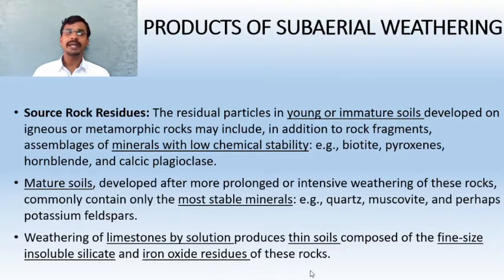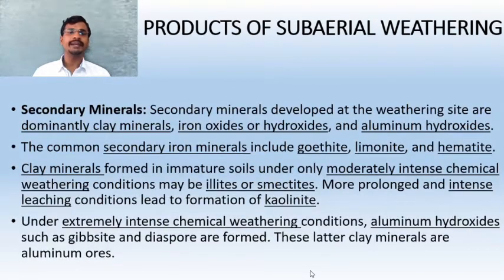If you recollect the same Goldich weathering series, you must be remembering that the minerals most stable in the weathering environment were quartz, muscovite and some potassium feldspar. So the mature soils developed after more prolonged or intensive weathering commonly contain more stable minerals such as quartz, muscovite and potassium feldspar, as we have mentioned. Weathering of limestone by solution produces thin soil composed of fine-size insoluble silicate and iron oxide residue of these rocks.